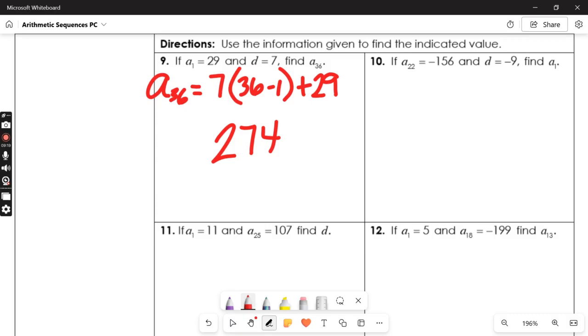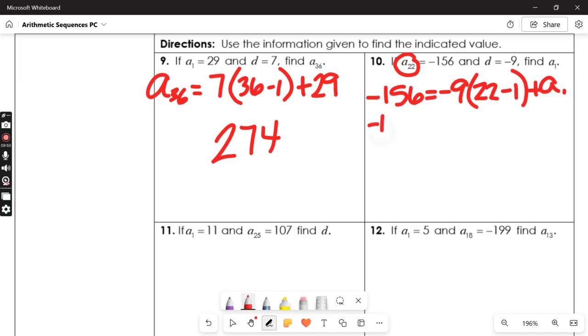Now this one's a little bit different. This one wants us to work backwards. So it says A22 is -156. D is -9. Find A1. Okay, so that means -156 is equal to -9 times, this is where that 22 comes in, 22 minus 1 plus A1. Then I just solve for my A1.